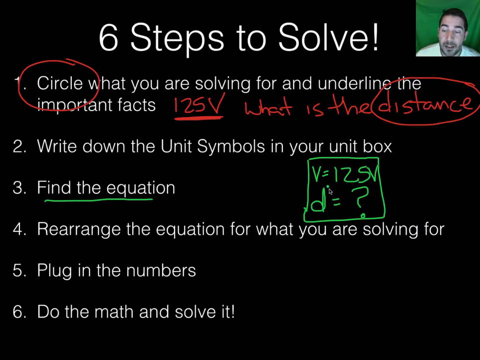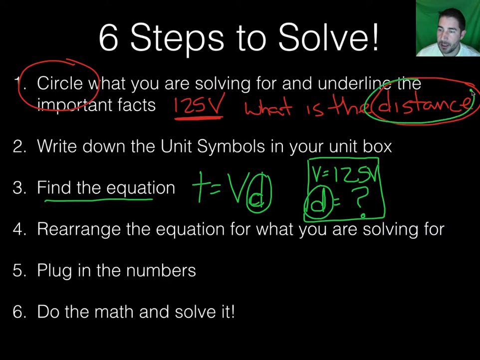After I find the formula, so let's just, for instance, I'm making this up. This is not a real equation, all right? Let's say time equals volts times distance. So this is absolutely not a formula. I'm just making up variables here. All right, so I'm going to rearrange the equation to what we're solving for. So what are we solving for here? We're solving for D, right? We circle D here, we circle D here, so we're solving for D, okay?